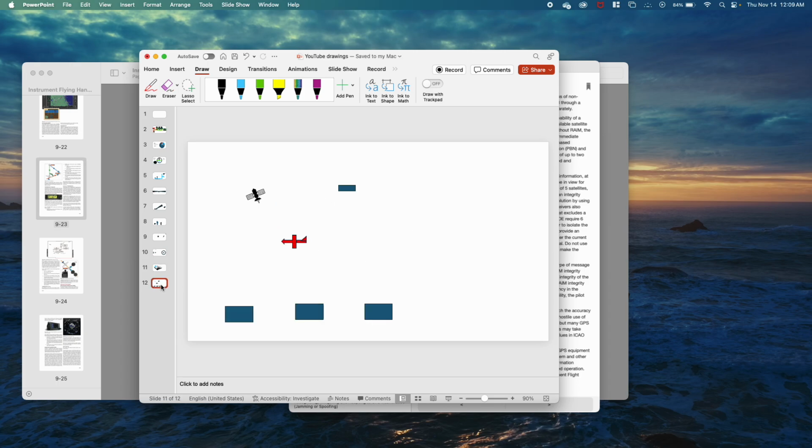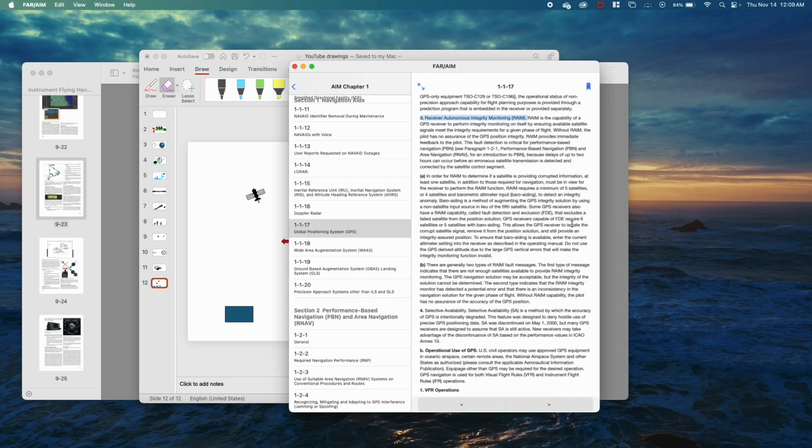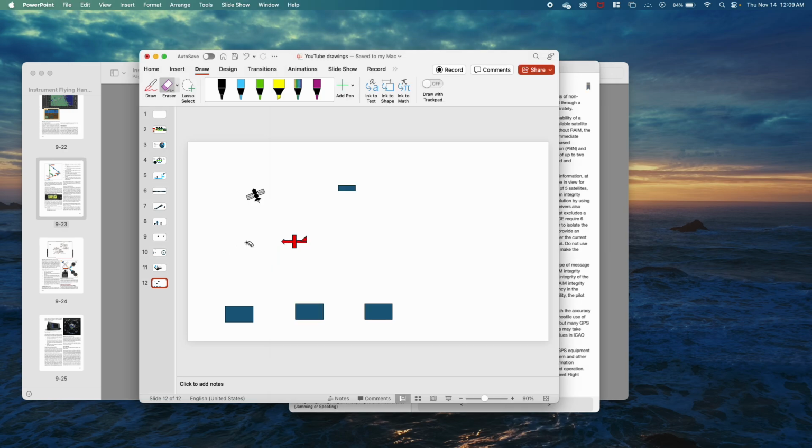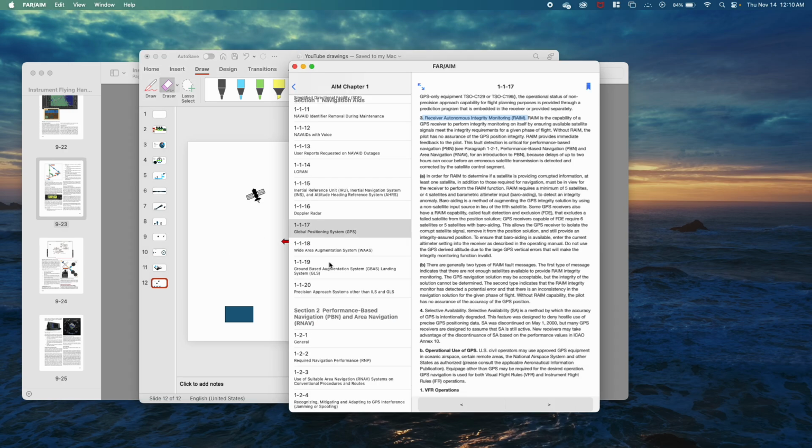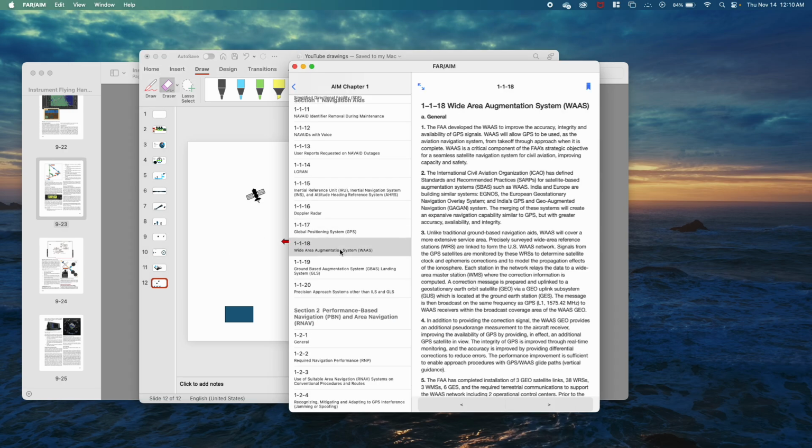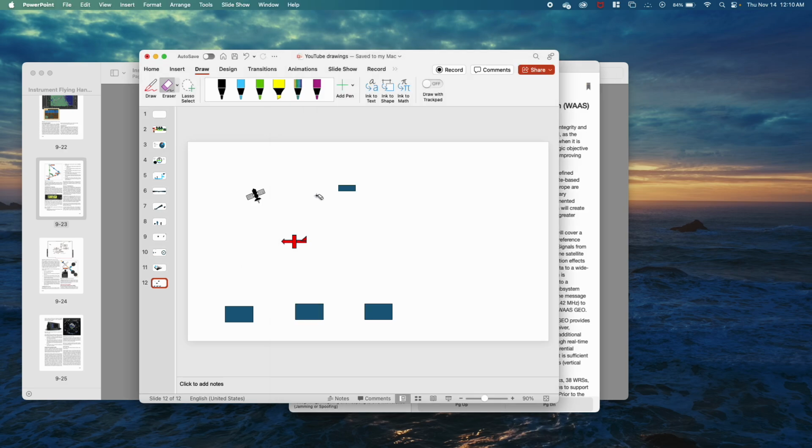All right, so that brings us into WAAS. What is WAAS? We can read all about that in AIM 1-1-18. WAAS stands for Wide Area Augmentation System. What WAAS does is it makes GPS much more accurate. So you can think of GPS as being accurate within like 50 feet. WAAS now brings it down to 5 feet. So it can precisely pinpoint you in a single room now.